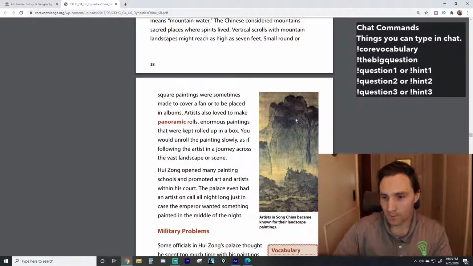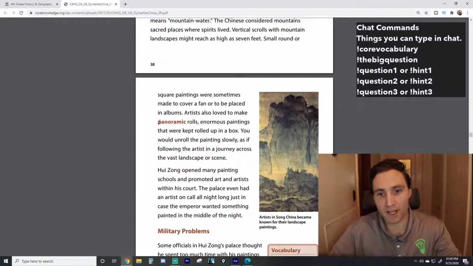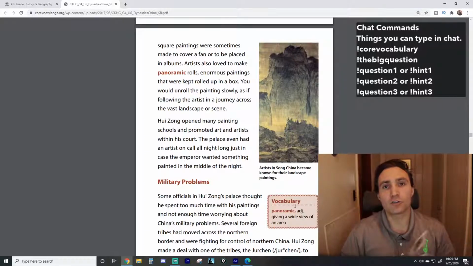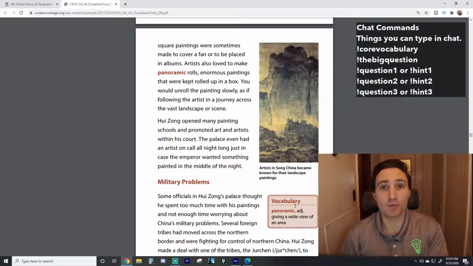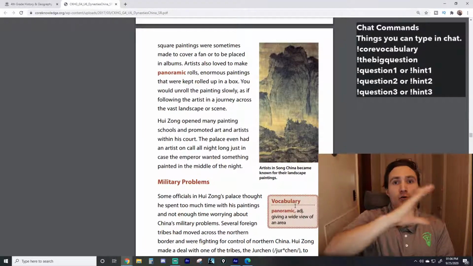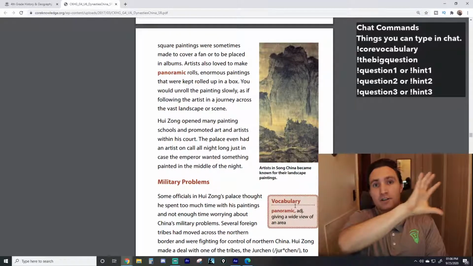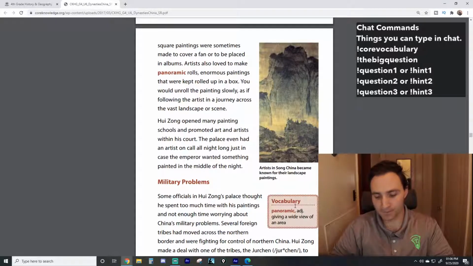That's pretty wild. So let's look at this picture here on the right of page 39. Artists in Song China became known for their landscape paintings. So this is a landscape picture or a panoramic picture, which is our next vocabulary word, panoramic rolls, giving a wide view of an area. Those that have smartphones or cameras, maybe you've taken panoramic shots before, maybe of your room, where you take a picture right here, right here, and right here, and you put them all together and it looks like you're surrounded by that picture.